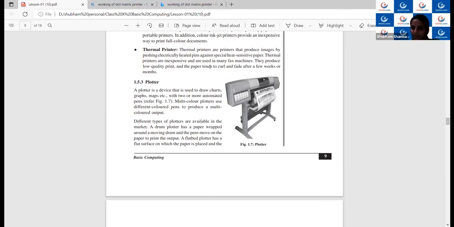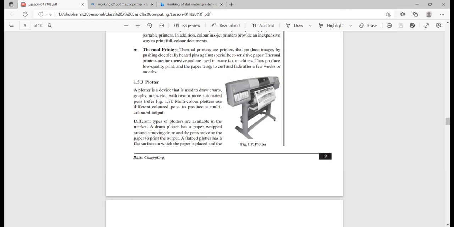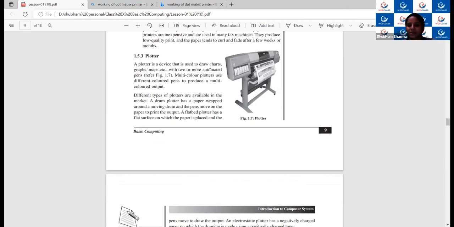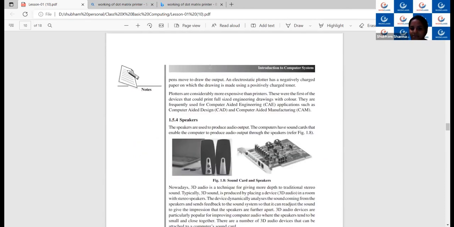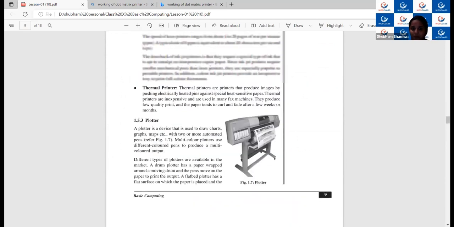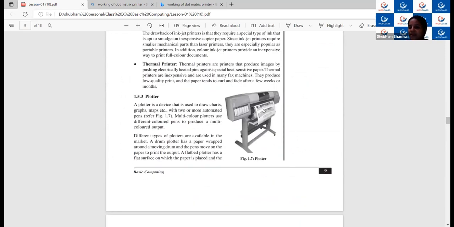Done? Yes, ma'am. Okay. Now comes your plotter. So basically these types of printers that we have discussed before use A4 size sheets. But many a times your architects want to show you the full page or full design of your house. Have you ever seen that they have a big page to display the map, or to display the design of your house?